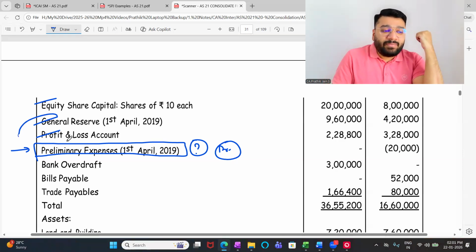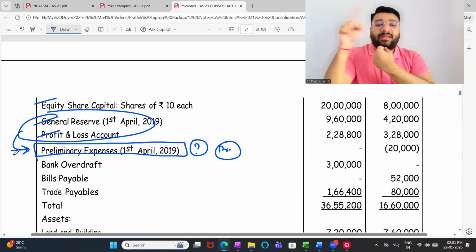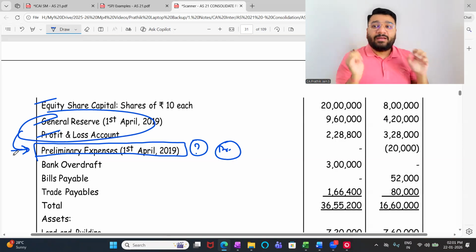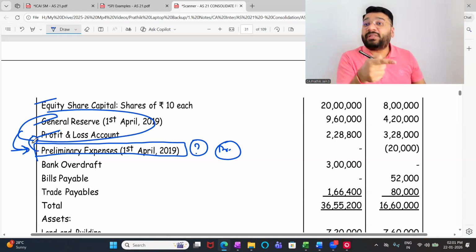So do you think there's some connection between this and this? Where should this come? Preliminary expenses. When I prepare that working note 1A, I'll put opening and closing, GR, P&L, and with that, preliminary expense will come in bracket as negative, because this is a part of your reserve and surplus. Why? Because of Schedule 3.